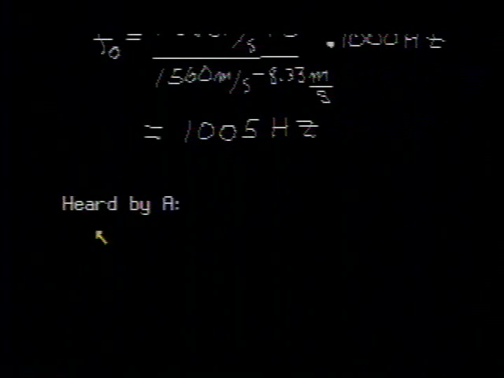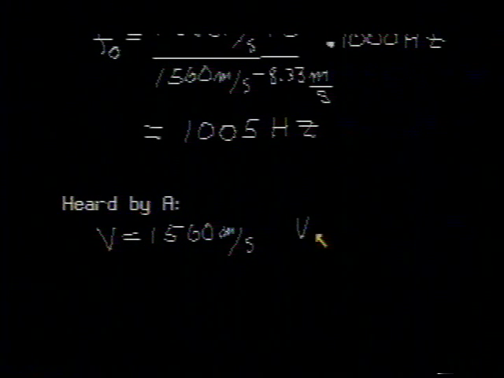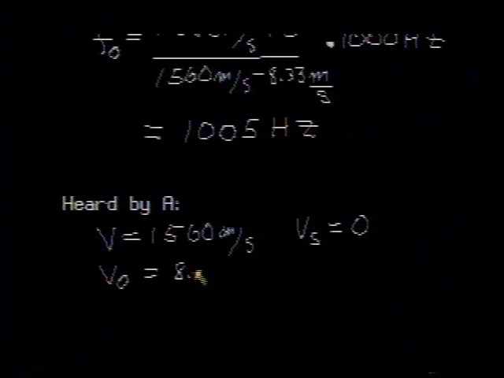The velocity of sound in water is still, of course, 1560 meters per second. The velocity of the source now is the velocity of B, which is 0. The velocity of the observer is 8.33 meters per second. The observer is moving towards the source, and therefore that is positive.